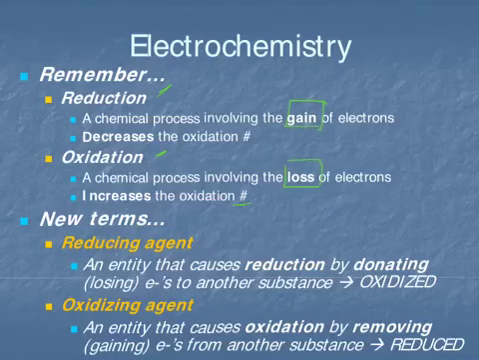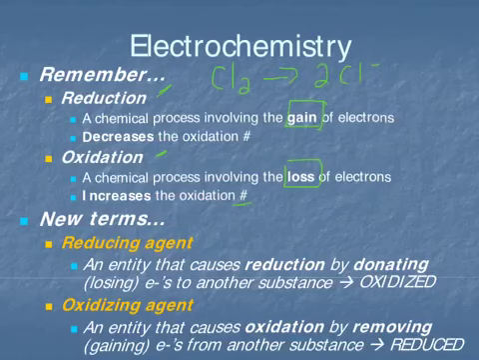So a common reduction reaction would be the conversion of chlorine, Cl2, into two chloride ions. Initially, the oxidation number for chlorine, Cl2, is 0 because it is a neutral molecule. However, at the end, chlorine becomes chloride. It's now a negative ion, an anion, and it's -1. So each ion is now -1. The oxidation number went from 0 to -1. It got more negative, so therefore this is a reduction reaction.